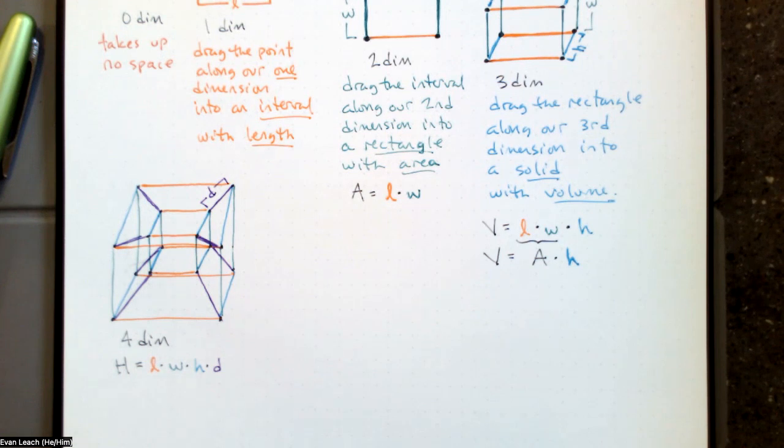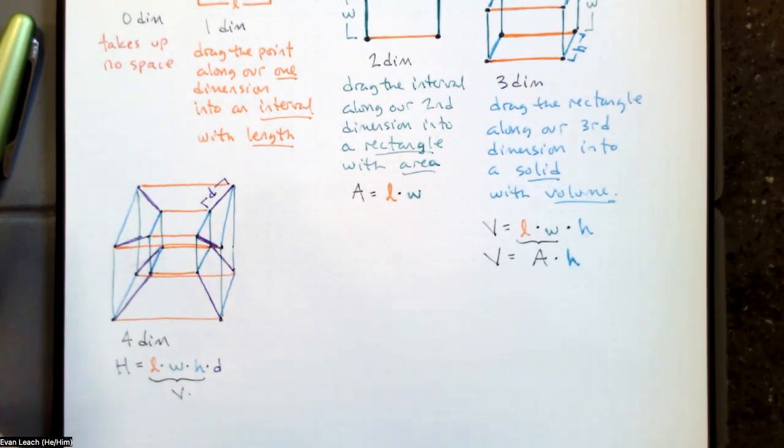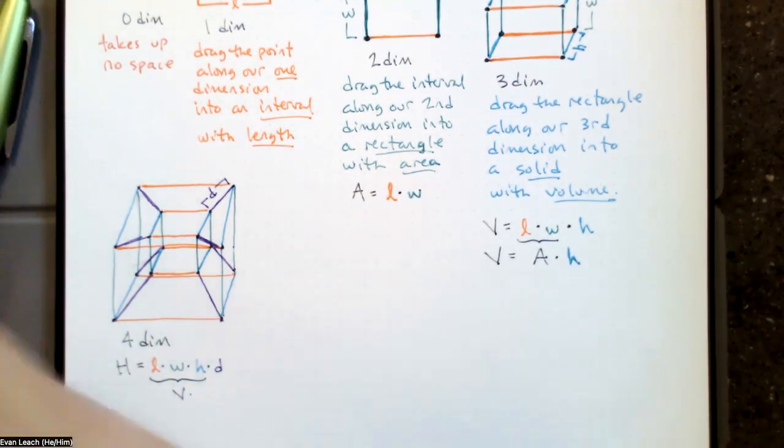In addition, notice that the first 3 factors of our hypervolume are just length times width times height. So we just took the volume and multiplied it by how far we shifted it through the other dimension.